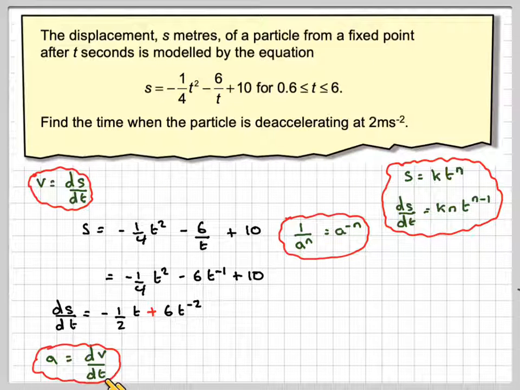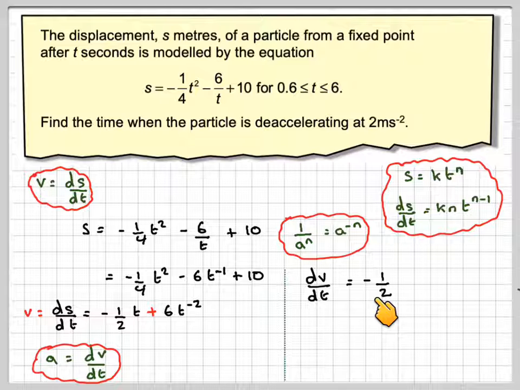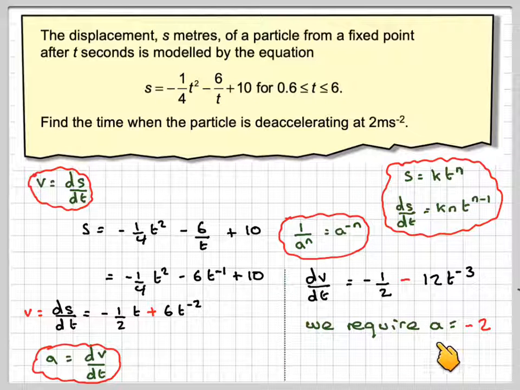Right, the acceleration is dv/dt. This is v, so we now need to differentiate this. So dv/dt is minus 1/2. When you differentiate this, you just get minus 1/2. And when you differentiate this, it's going to become minus 2 times 6, which is minus 12 t to the minus 3. We require a is equal to minus 2 because it's decelerating, so the acceleration is acting in the opposite direction. So it's minus 2.